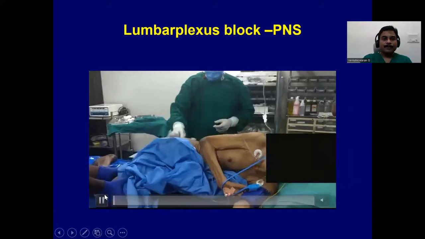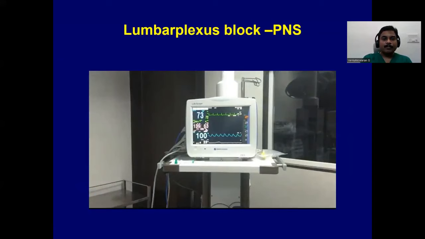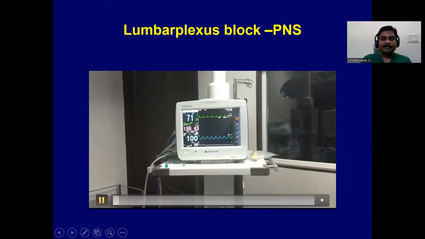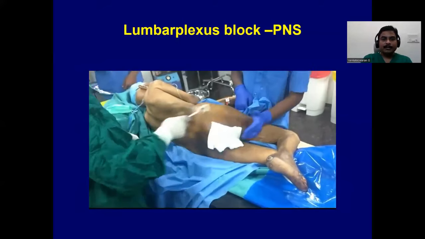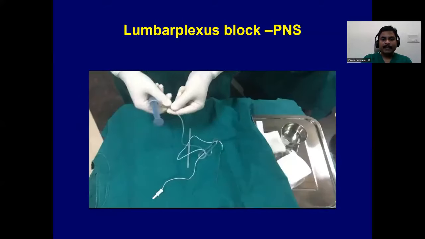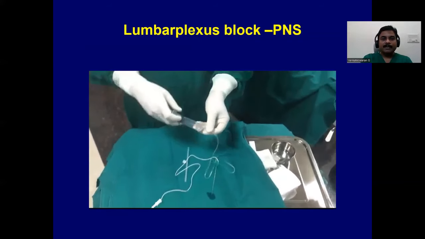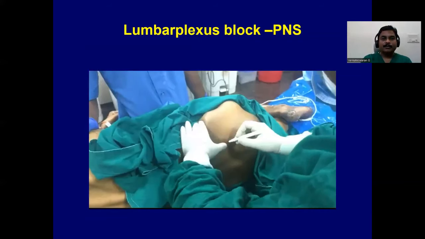So this is a short video of the lumbar plexus block. You can see the patient is connected to the monitors, and the back is painted with chlorhexidine solution. The entire back should be painted, and the back as well as the gluteal region is painted. And then the nerve stimulator needle is flushed with local anesthetic. Sterile marker pen and scale are also present.